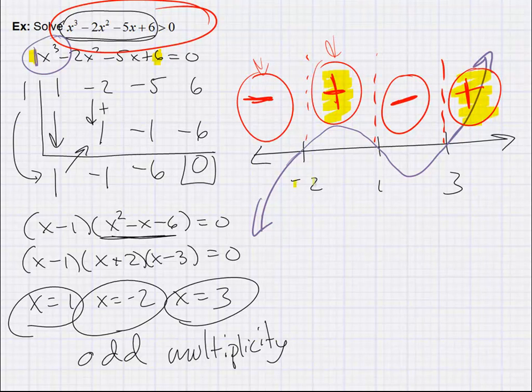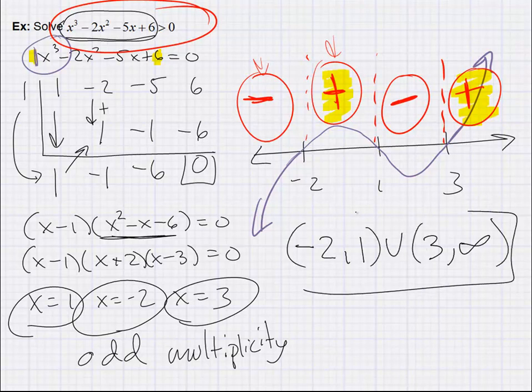What happens is, at these values, my polynomial is equal to 0. Do I want this polynomial equal to 0? No, so I don't want to include these values in my solution. So when I write my answer, don't include negative 2, 1, or 3. But I want the interval from negative 2 to 1, and I want the interval from 3 to infinity, but I don't want to include any of these values. So I use parentheses. There's my solution. Okay?